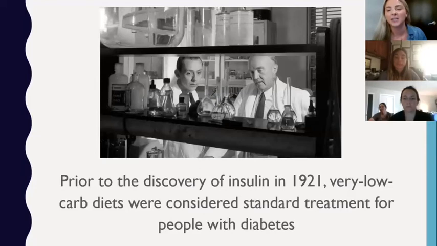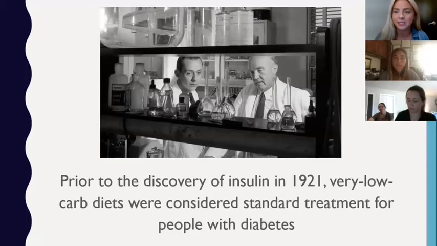And I think this was kind of interesting. I found that prior to the discovery of insulin, very low carbohydrate diets were considered the standard treatment for people with diabetes. So back in the 1920s, they didn't know what was causing diabetes. They thought it was kind of like an autoimmune type of allergic reaction to sugar. They didn't know what was going on, but they did know that eating a low carbohydrate diet worked. And unfortunately, in modern America, we kind of threw that out the door and just started prescribing medications instead of treating that root cause.